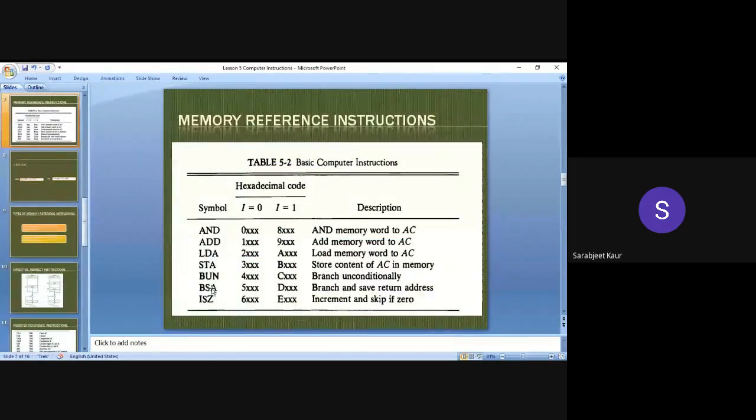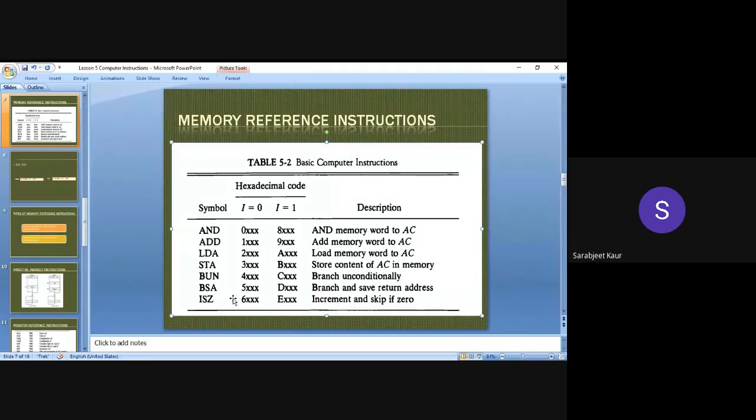Now the next instruction is BUN. Now what does BUN do? BUN says branch unconditionally to whatever address is given after it. That means, let us say we are executing a particular program. Wherever we are, leave that instruction sequence as it is, and go to address 200 and start executing the instructions from there.